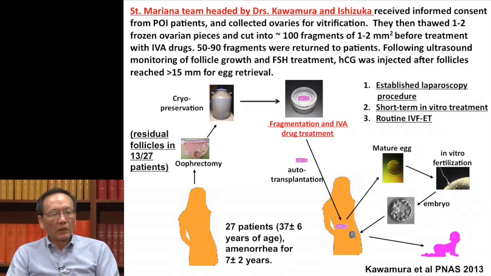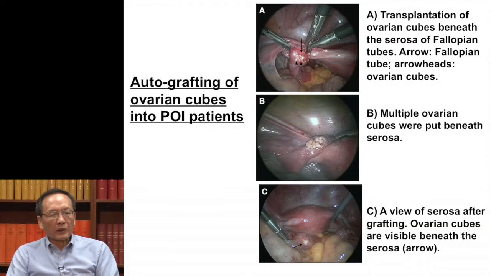And these ovaries were taken, one ovary was taken out from each patient, and then they were cryopreserved and go through the same procedure as I already showed you. Then the mature oocytes were obtained, and then finally embryos can be transferred back to the patient.